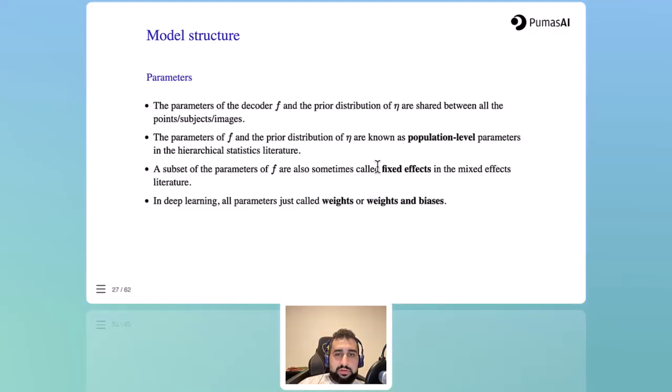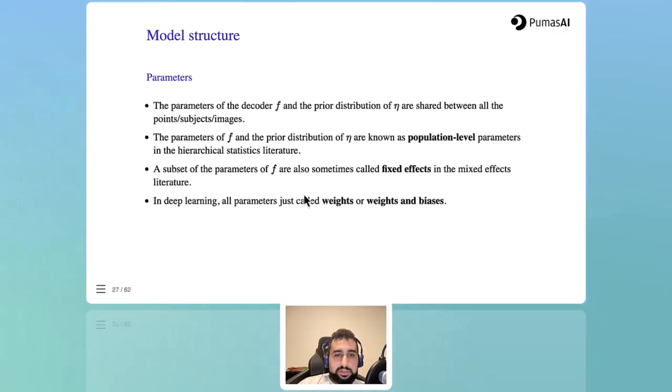But generally, the preferred terminology that I like to use is population level parameters, because it covers these fixed effects plus all the other parameters that are actually shared between all of the subjects, including the parameters of the prior and different parameters of the decoder as well.